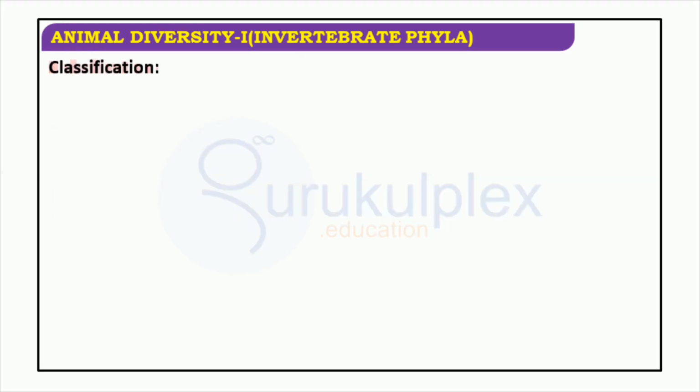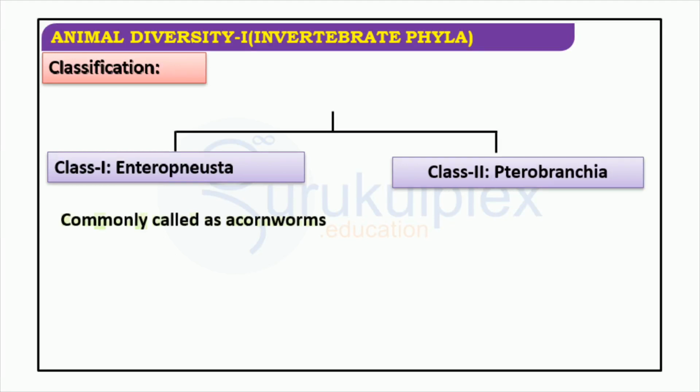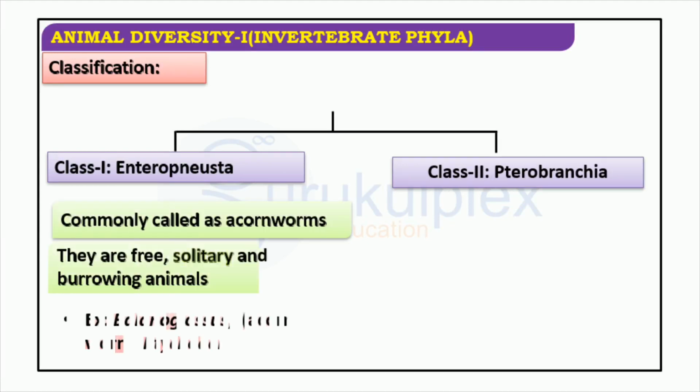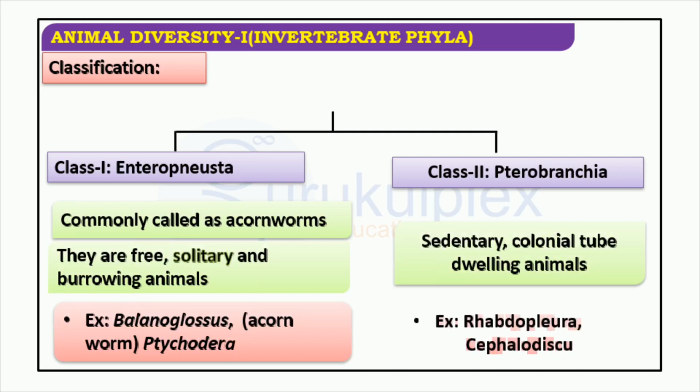Discussing the animal diversity of invertebrate phyla, from Class 2, Pterobranchia. These organisms are commonly known as acorn worms, and they are free, solitary animals which burrow into sediments. An example of such organism is Balanoglossus. Class 1, Enteropneusta also pose as sedentary, colonial tube-dwelling animals like Rhabdopleura and Cephalodiscus.